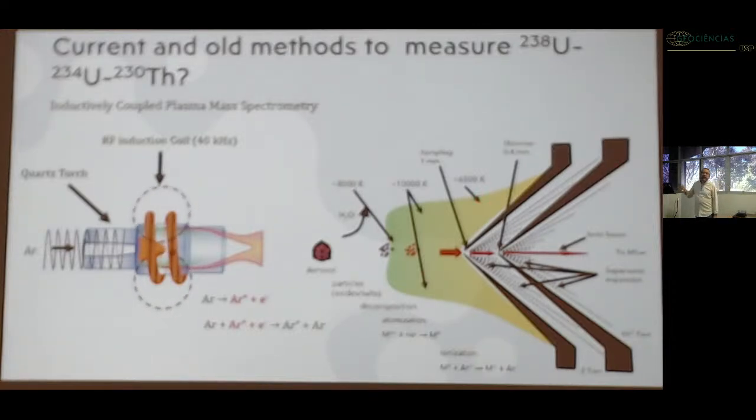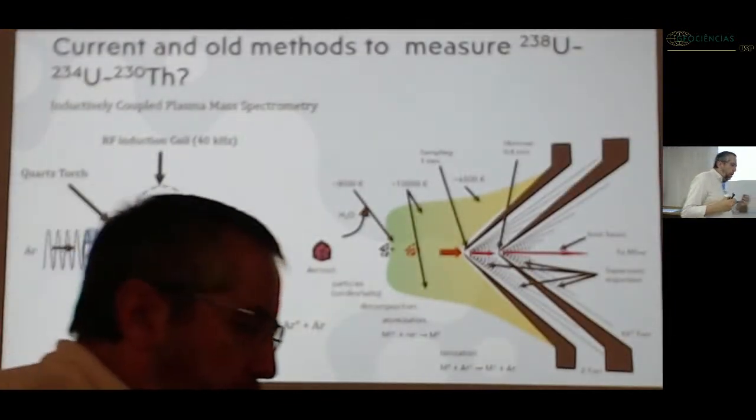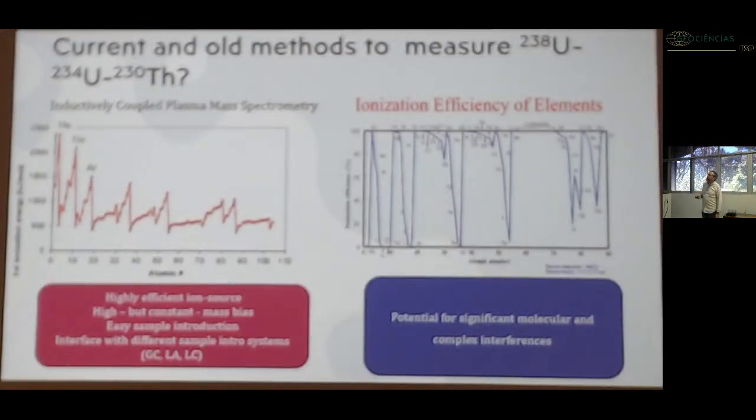This is happening at atmospheric pressure, so there's air surrounding this plasma, and this is to 10 to the minus 5, 10 to the minus 8 torr. And this is happening within 1 or 2 centimeters. So there's a very, very big change in pressure between here and here. So the ions start to expand, and that leads to some fractionation of the ions.